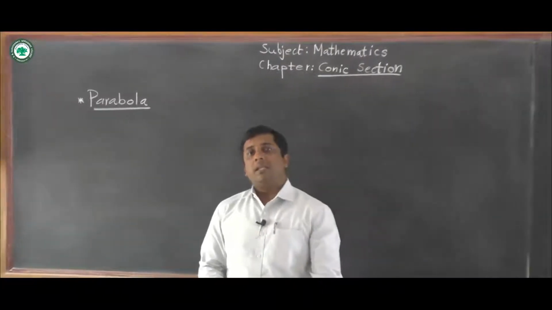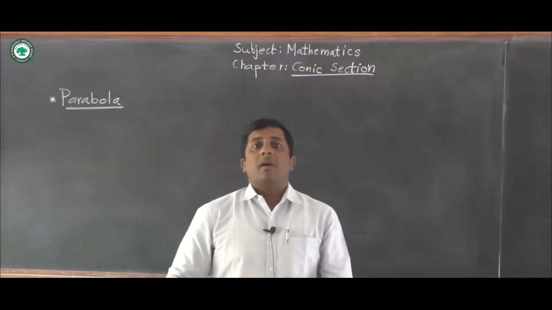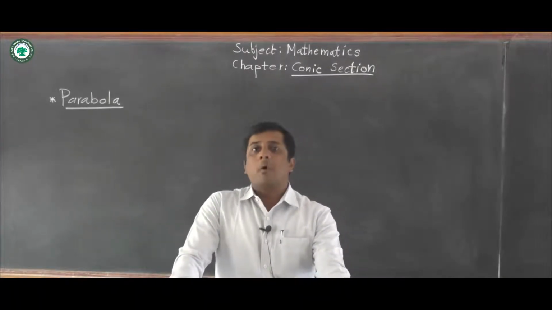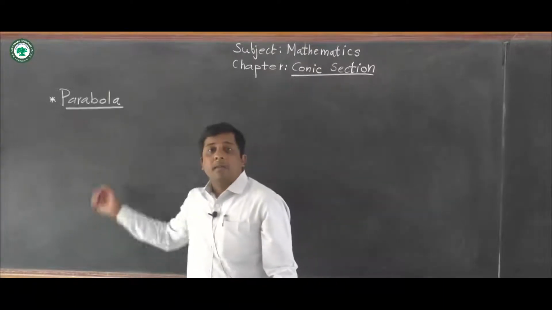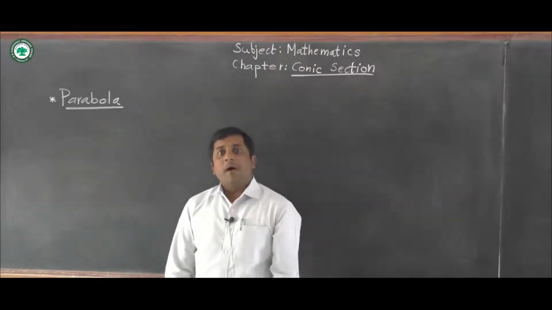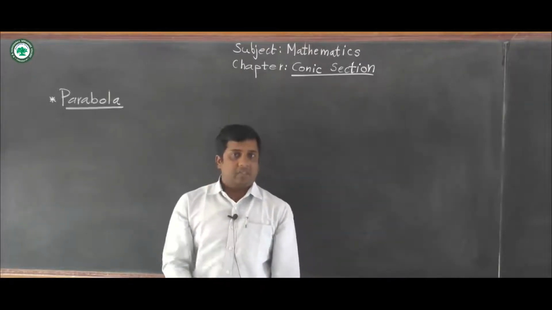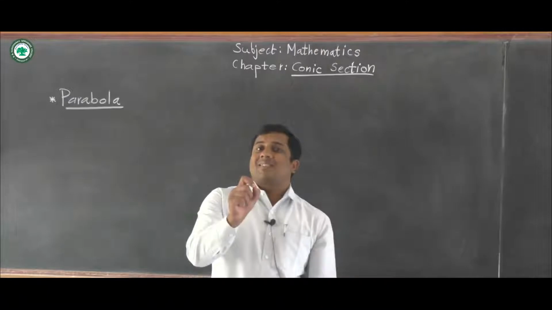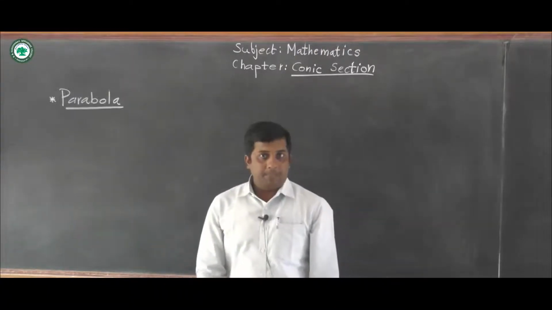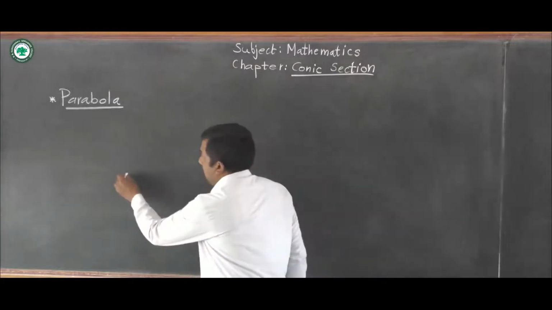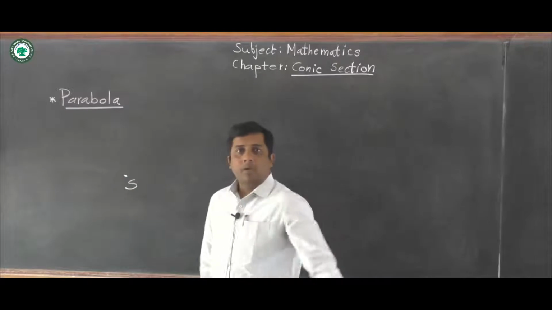Here we have to define the equation of the parabola, and the different standard forms of the parabola. Firstly, we define the parabola. To define the parabola, we consider the locus of the points which are equidistant from a fixed point and a line. Suppose this is our fixed point. This fixed point is S.